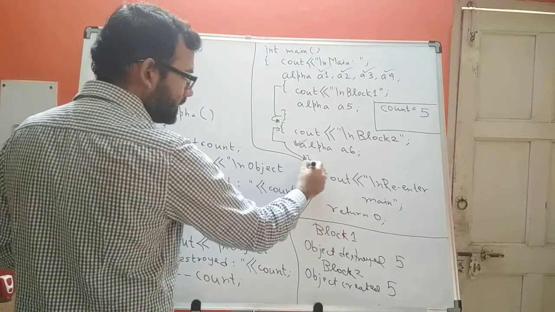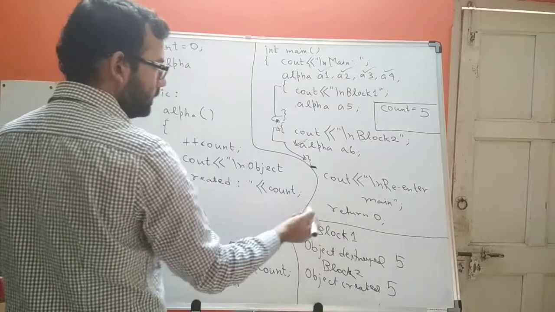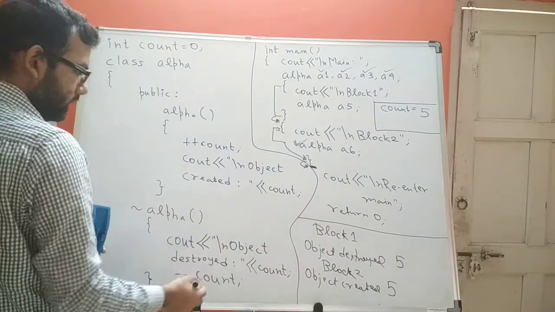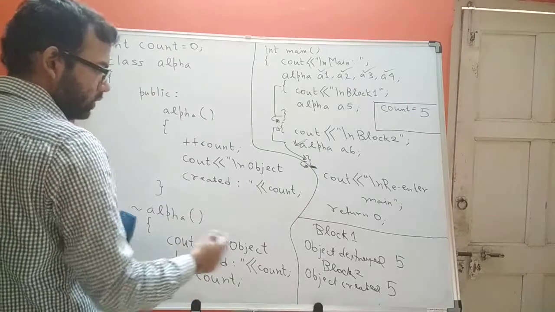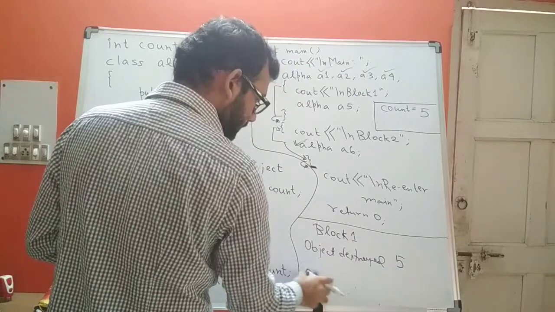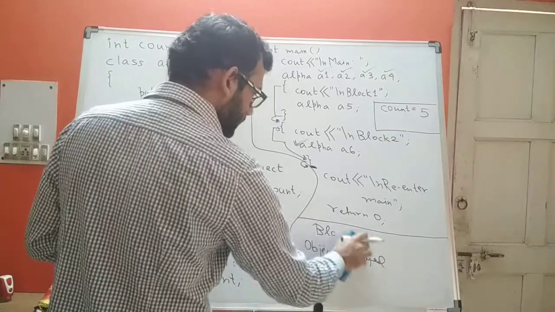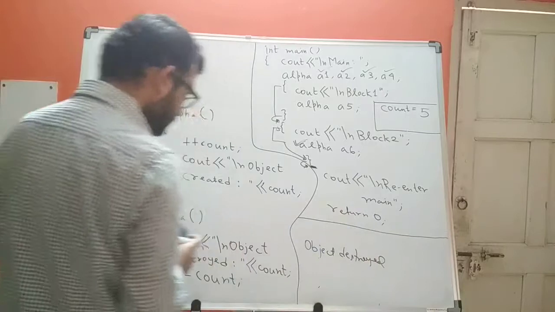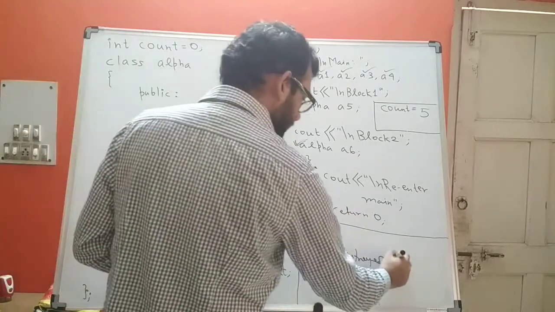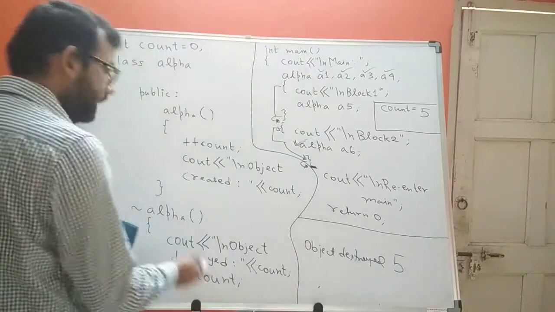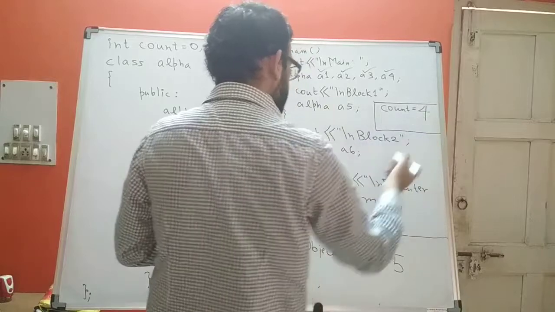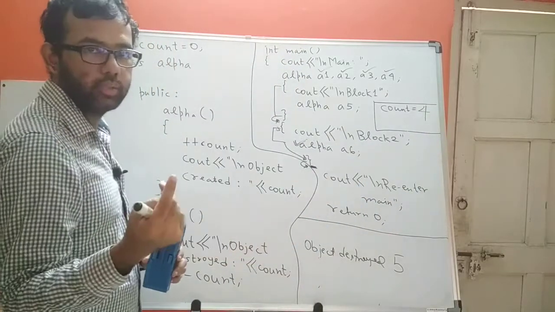And the moment I exit the block at this point, the destructor is invoked. And because the destructor is invoked, what will happen? The statement "object destroyed" will be printed. So I'll first print the statement object destroyed, followed by the value of count. What is the value of count? The value of count is 5. So I'll print the value of 5, and then I'll decrement the value of count by 1. So count becomes 4.